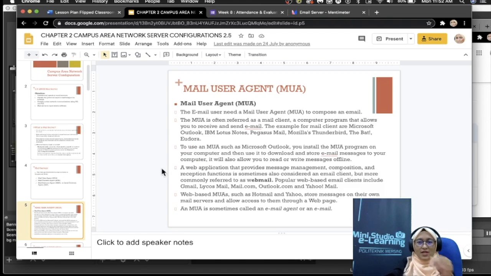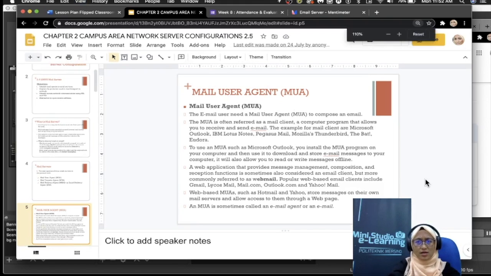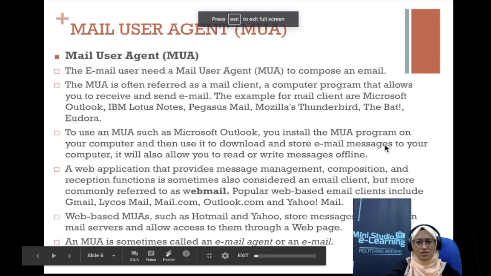After that, you should know the behavior of the mail user agent. So the user mail. We can see this. Sorry, I will make it present, to make it more clear.